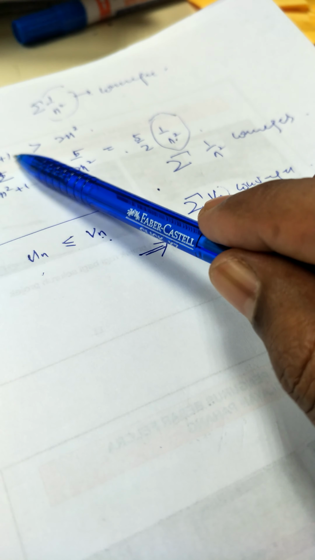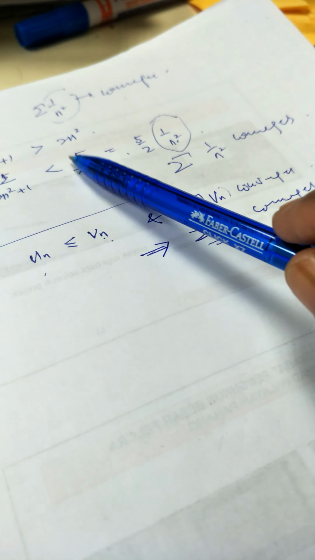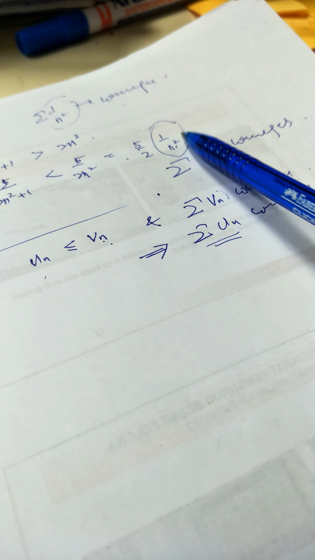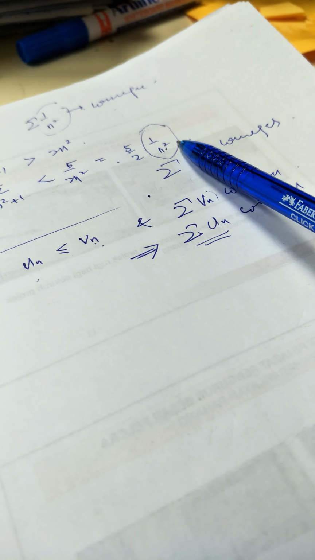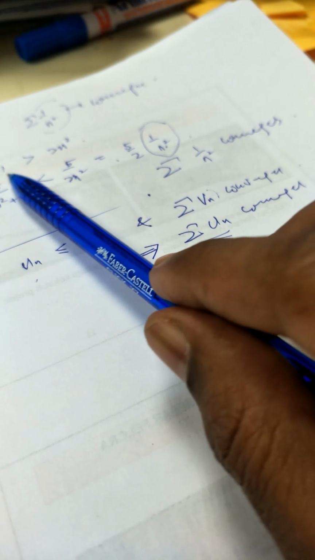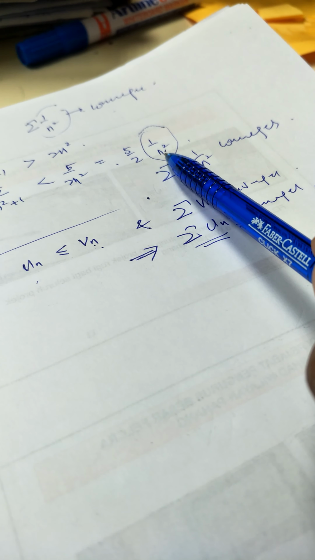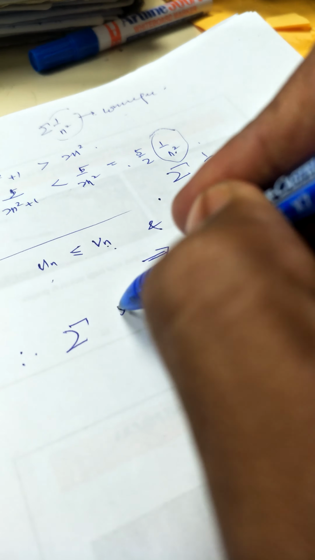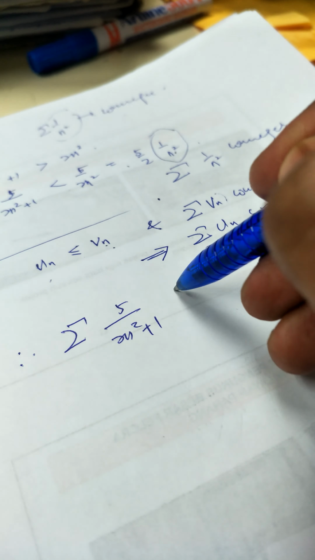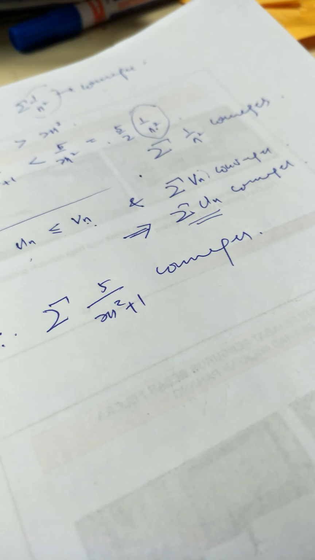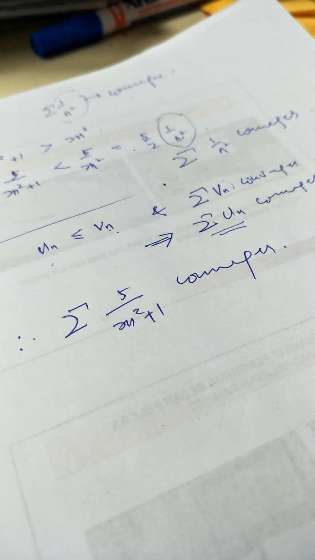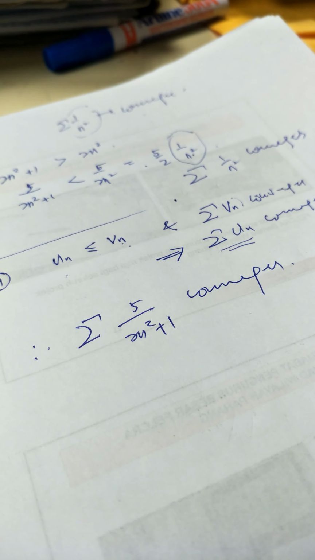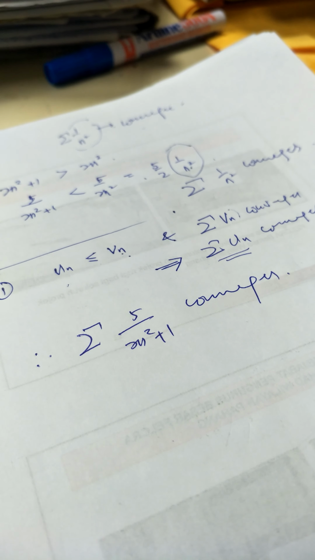2 over n squared plus 1 is greater than 2 over 2n squared. If you invert those, it's less than. So we can consider this 1 over n as a v, and we can consider that as a u. Since 1 over vn converges, therefore 5 over 2n squared plus 1 also converges. So I hope that is clear.